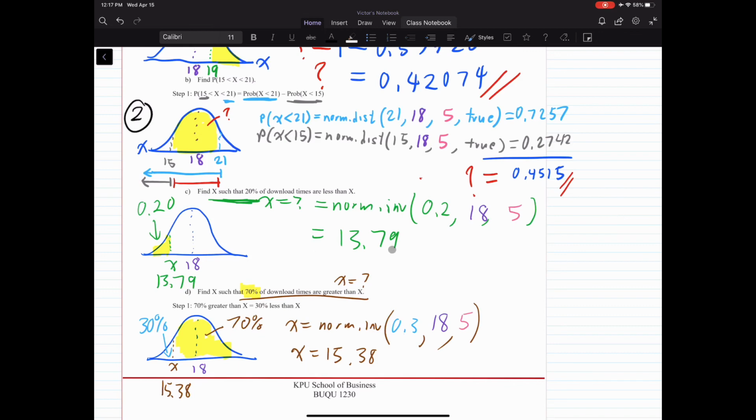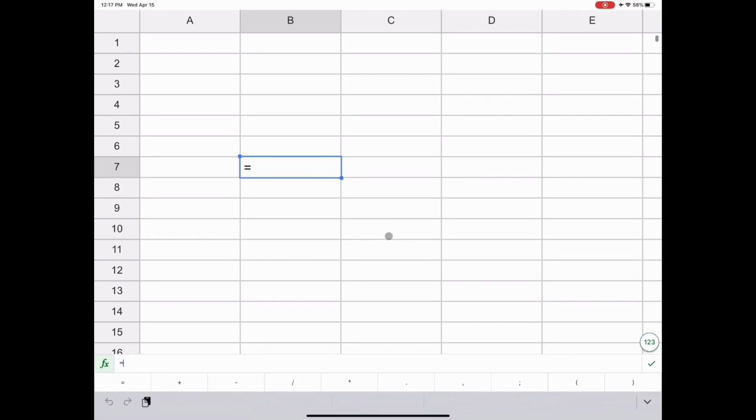So I'll show you how to do that right now. Equal norm.inv, open bracket, it asks you for 3 variables. Your x is basically your probability to the left of x. So 0.2, comma, mean is 18, comma, standard deviation, which is 5. Then you close the bracket, press enter, and that will give you 13.79.